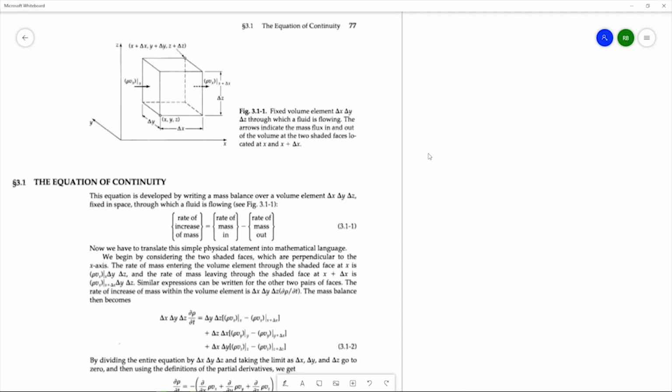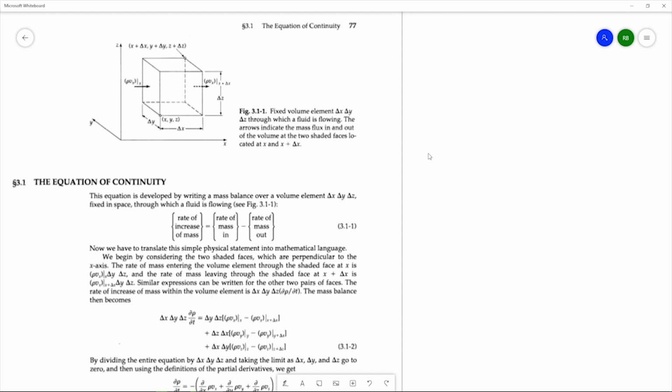Today we are going to learn the equation of continuity. Actually, we'll derive the equation of continuity. Earlier we discussed momentum shell balance. So earlier, what was the problem in momentum shell balance? We have a specific problem, and according to that, we do the momentum shell balance.